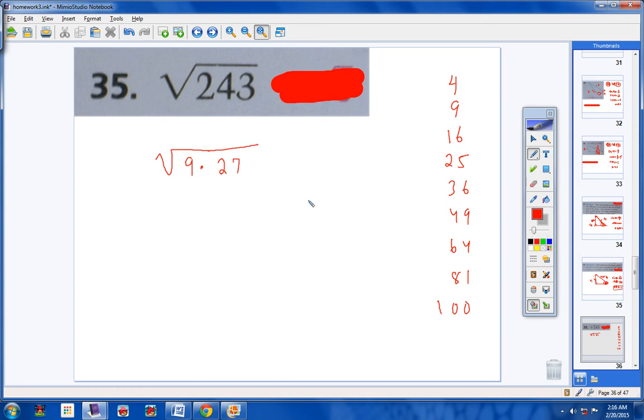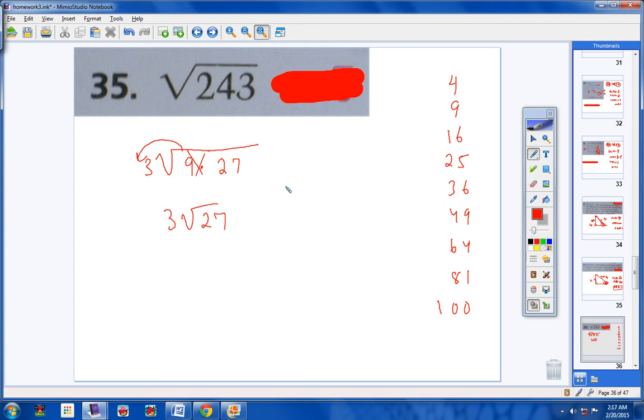Students, listen, it does no good to put numbers right here in which at least one of them is not a perfect square. One of these numbers has to be a perfect square, okay? It really needs to be, excuse me for yawning. So, write this number here as a product of two numbers. One of these numbers must be a perfect square, okay? So, which one of these two numbers do I know the square root of? 9. So cross off the 9, put a 3 on the outside. So 3 square root of 27.